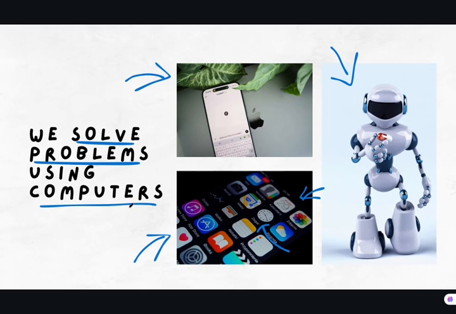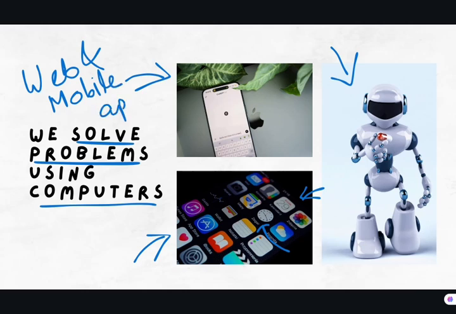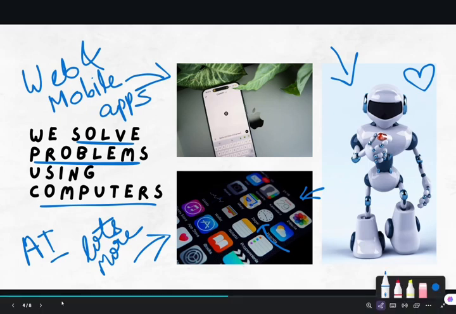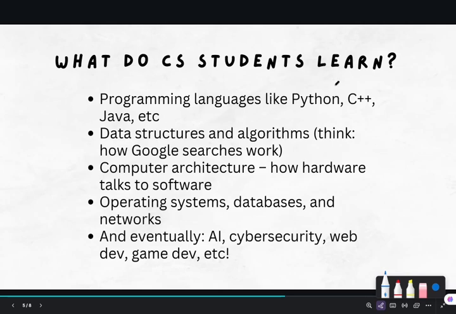Okay, so what are we doing using computer science? Well, we are basically creating web and mobile apps. We are creating AI, which is this cute robot right here. And there are a lot of other things which we can do using computer science, which we will explore in the coming lectures. So now that we are clear on what exactly we can solve using computer science, let's move on to see what we will actually learn in the course.